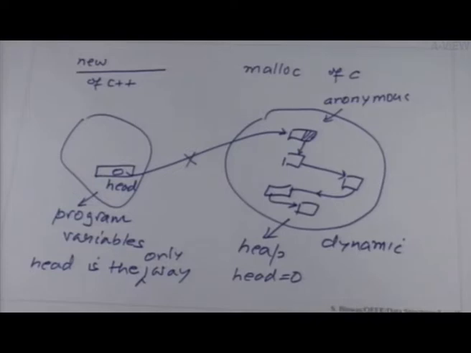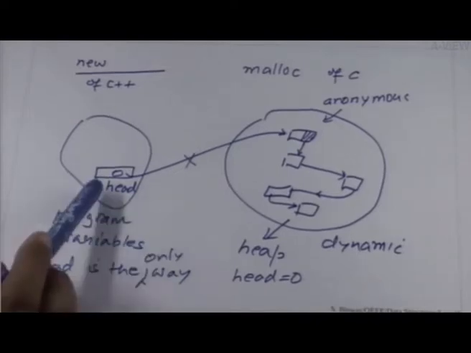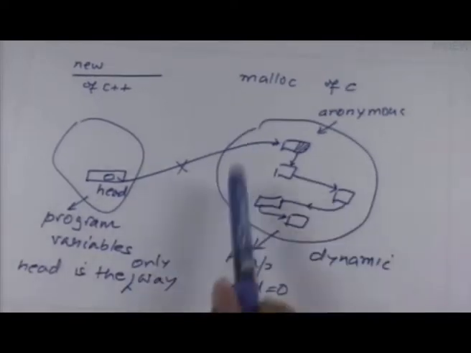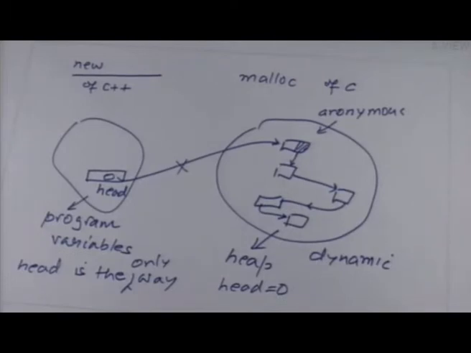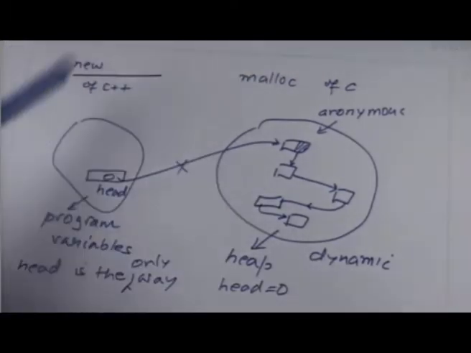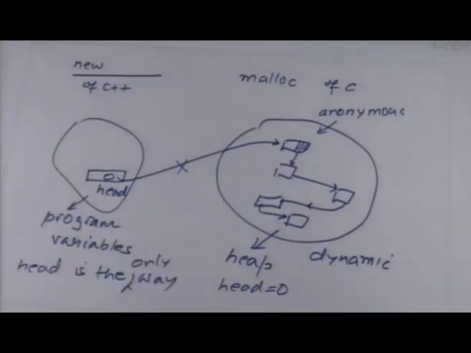So head is very important because head is in my static memory, a variable that I control, but all this dynamic memory is allocated and deallocated on demand by new, malloc, or equivalently by delete. And the corresponding thing there is not accessible if you do not have this head pointing to the first element or the last element of your collection.